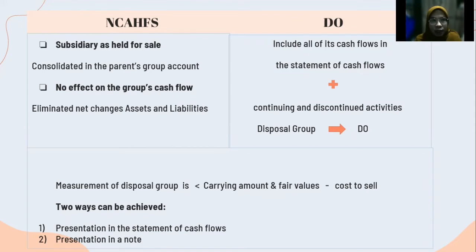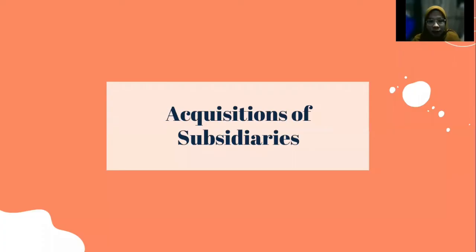The second is a presentation in the notes, which means cash flow from discontinued operation is included together with the cash flow from continuing operations in each line item in the statement of cash flow. The net cash flow relating to each item of activity, which are operating, investing, and financing, that derive from discontinued operation is then disclosed separately in the notes to the financial statement.